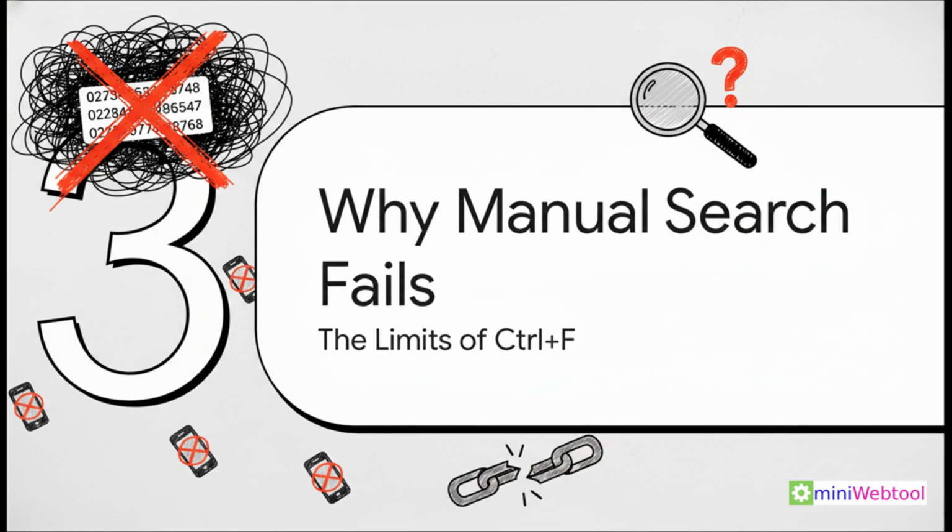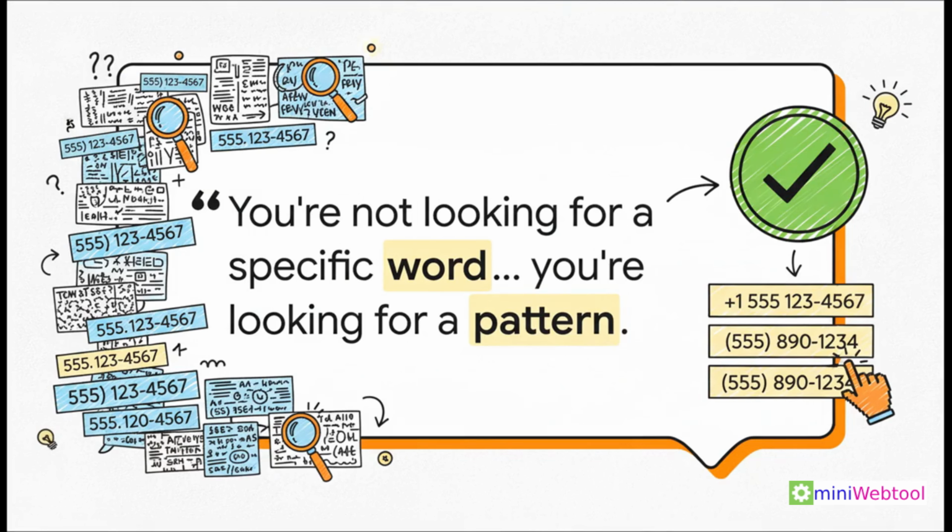So with all of that complexity on the table, it's pretty clear why our usual tricks just fall flat. Let's talk about the limits of just using our eyes and that good old Ctrl+F. And here's the absolute key. When you hit Ctrl+F, you're looking for an exact match. But you can't just type in phone number. You have to look for a pattern. And as we just saw, that pattern changes constantly. Are you going to search for a dash, a dot, parentheses? You'd have to do dozens of different searches, and you'd still miss some.